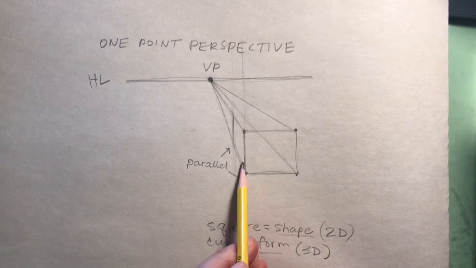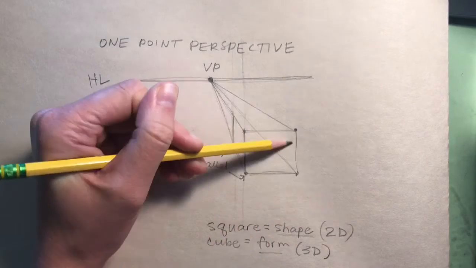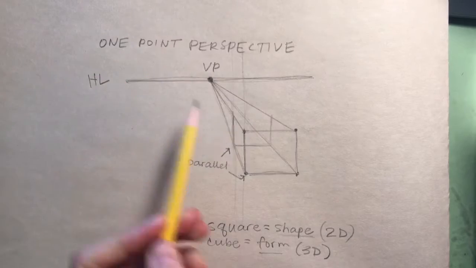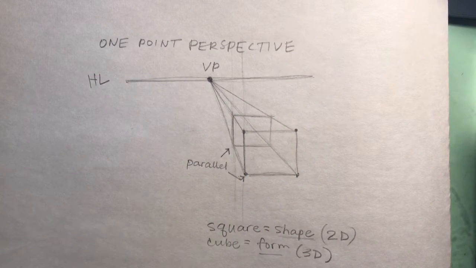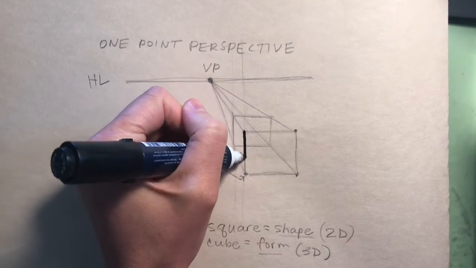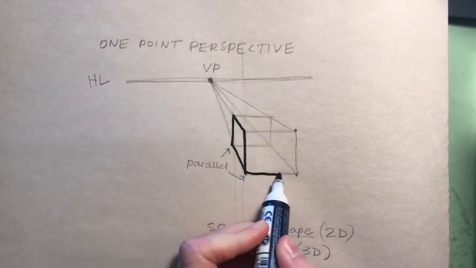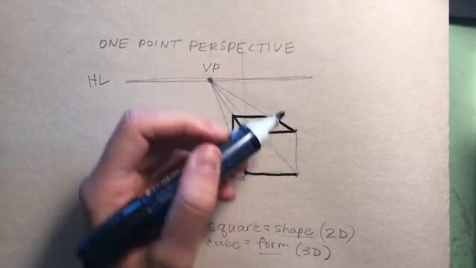Okay, I have to do the same thing with this line, with this line, and with this line. And here you can see I've cut off those orthogonal lines to show a cube.